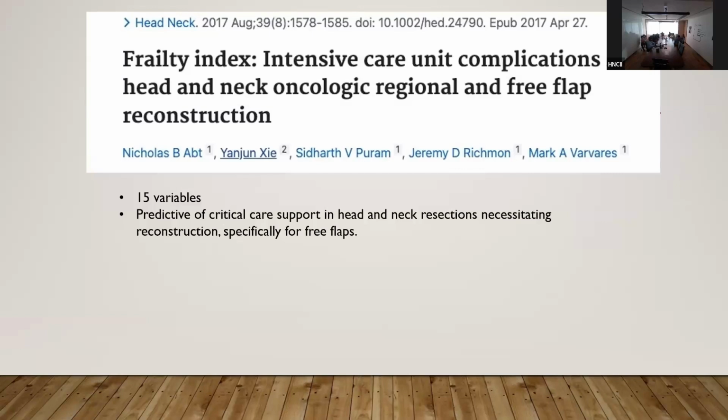So generally in the ICU they calculate something called a frailty index. That has 15 variables, which helps in prediction of critical care support in head and neck resections, especially for free flaps. So this is a paper by Nicholas. You can all have a read on this.